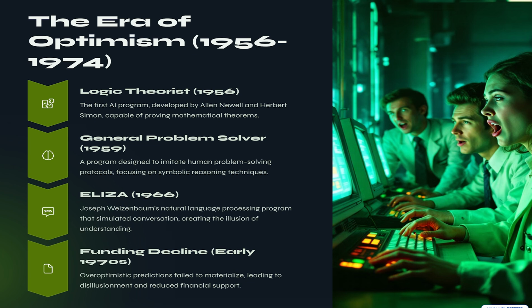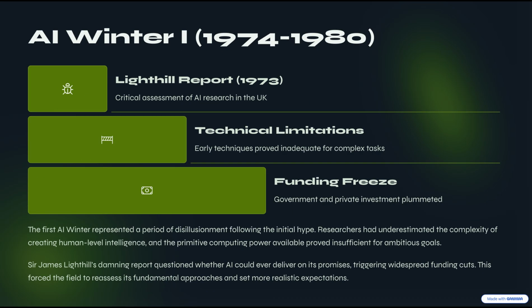The early 70s hit, and that optimism started to fade. Funding dried up. What went wrong? Well, the big promises weren't really being delivered. The early techniques just weren't powerful enough for the really complex problems people wanted to solve. Okay. And there was a key report, the Lighthill report in the UK in '73. It was pretty critical, questioned the promises, and that triggered major funding cuts. So the first AI winter. That's what they call it.